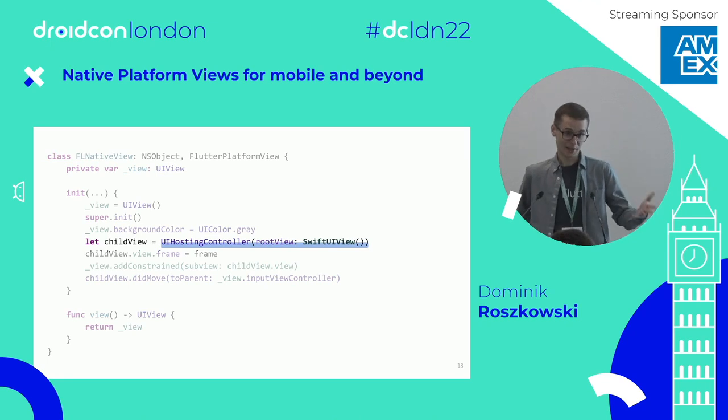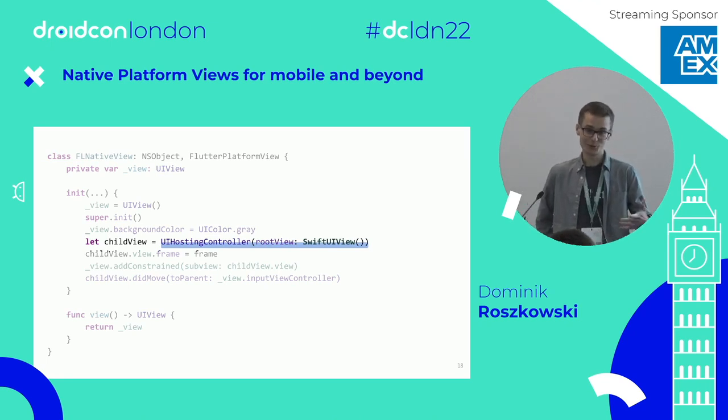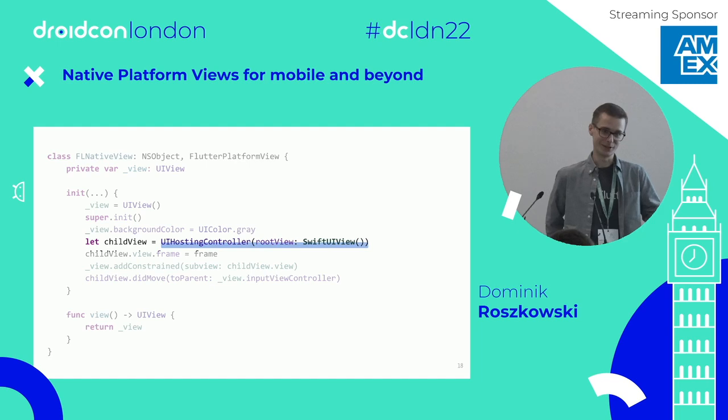So just to spice things up a little bit, I wanted to use not just an ordinary UIKitView, but I actually wanted to try to embed SwiftUI code into the native view and then render it in Flutter.